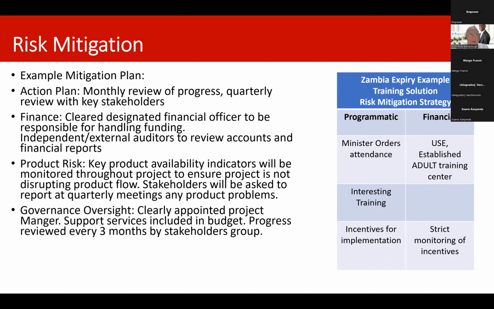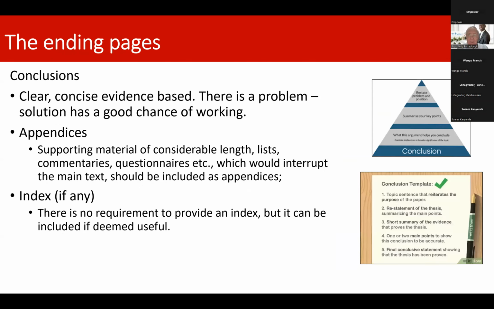So the risk mitigation: review monthly progress, look at product risk, look at government oversight on the risk all the time to mitigate, to reduce the risk. Finally, I'm going to do the conclusions. Clear, concise conclusions. This is the problem. I've proposed a solution. There's a good chance it's going to work, or we're not sure, we'll have to try it and see. We don't have enough evidence. You can add appendices and you can add an index if you wish. It's not compulsory. You decide if you want to include information in those areas.